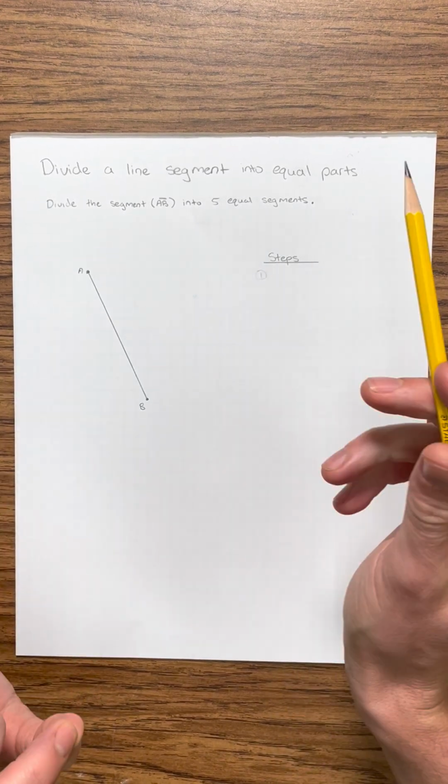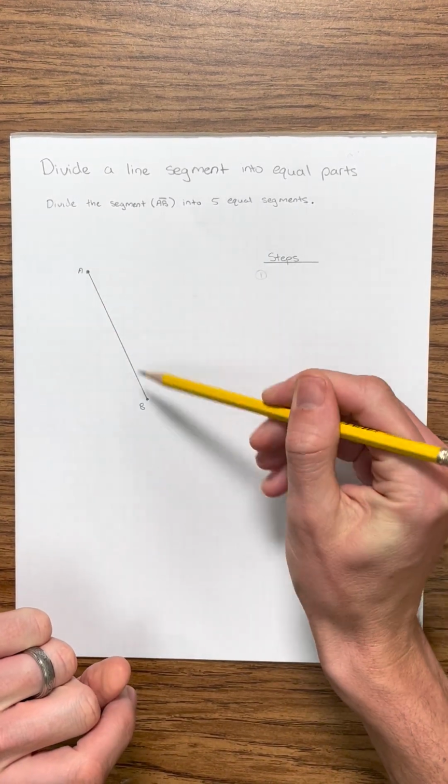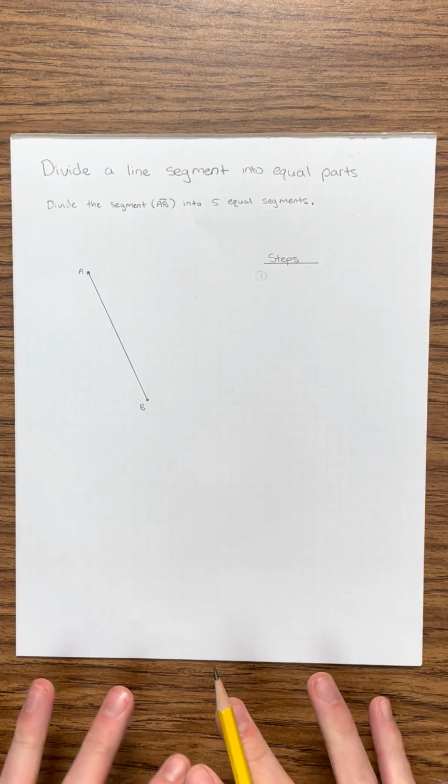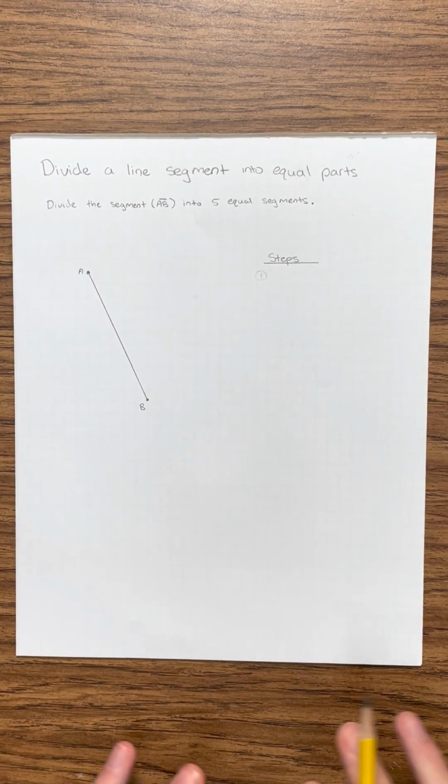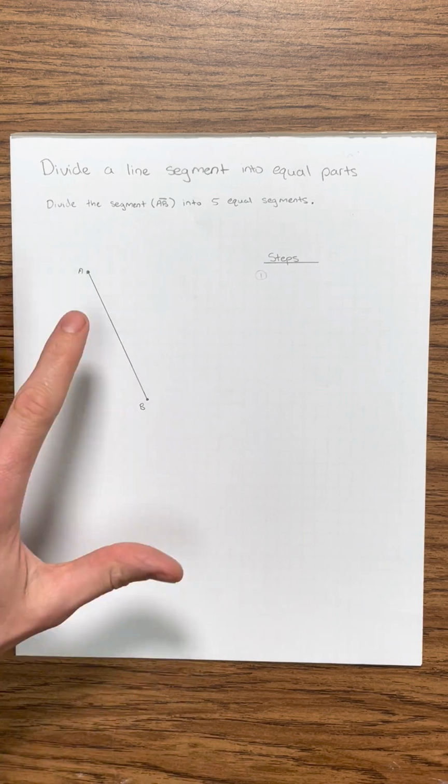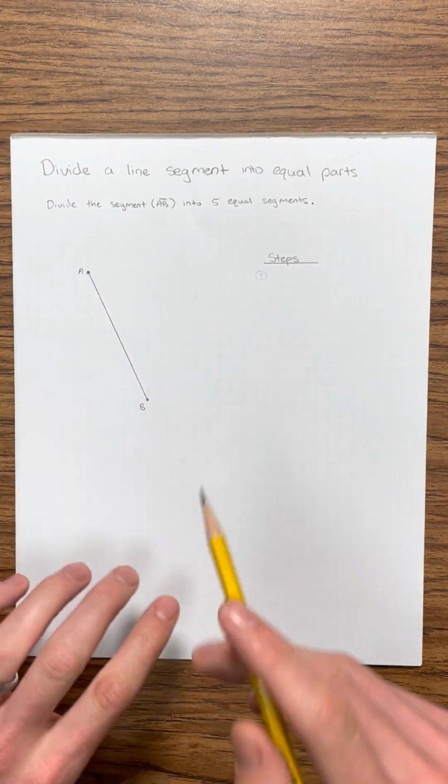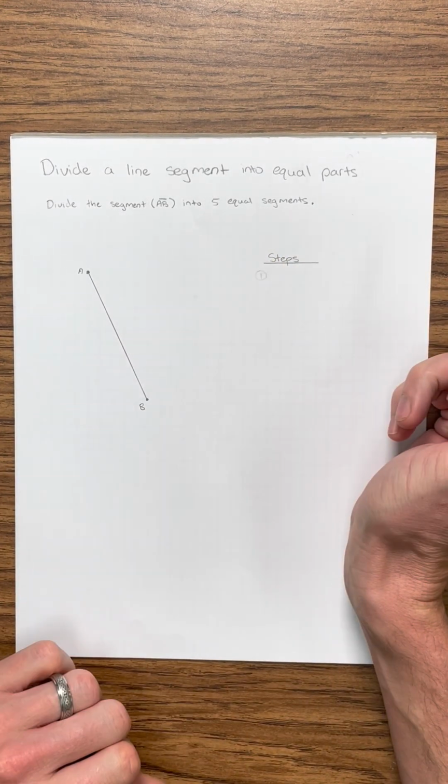Okay, so what we're going to do in this video is we're going to try and divide the line segment up into equal parts without using a ruler to measure it. So we're going to look for a construction method to divide it up into an equal number of pieces. And this works no matter the number of the equal amount of pieces.